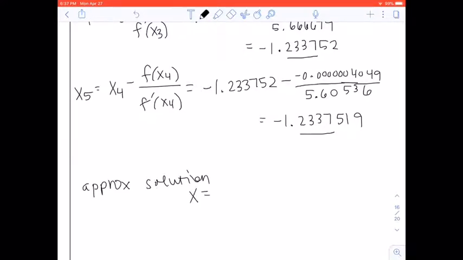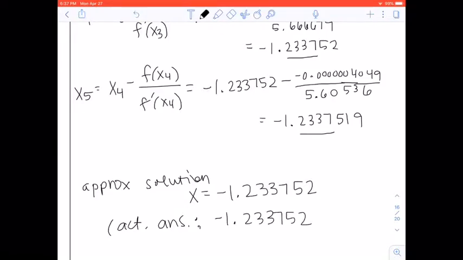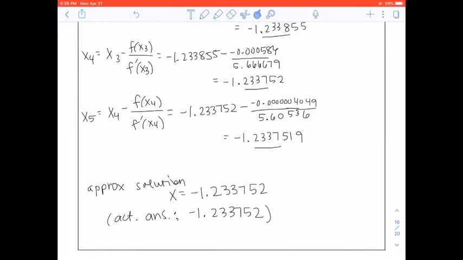So the approximate solution to this is going to be x equal to negative 1.233, and we can even go farther and say 752. And the actual answer, if you were to use a graphing calculator and continue this process even longer to get even closer, is equal to negative 1.233752. And again, there are more decimal places, but well done. It's a long process to do. If you end up with something like this on your exam, you will definitely have one that's not going to take quite so long. It's very tedious, a lot of calculations.